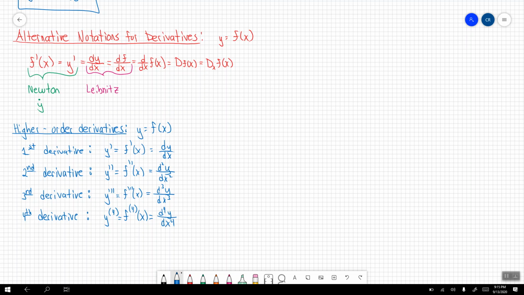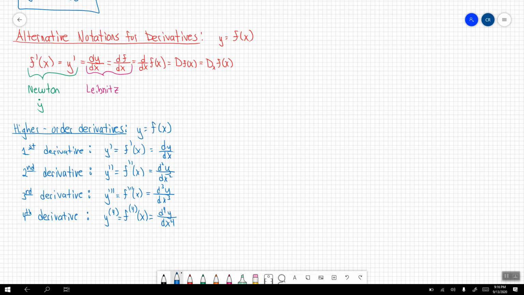So again, once we get past that third derivative, we then just start simplifying and start writing out which derivative it is that we're looking at. Is it the fourth, 5th, 6th, 7th, 8th, 9th, 10th, 11th, 12th, whatever it may be. We can take the 99th derivative if we wanted to.